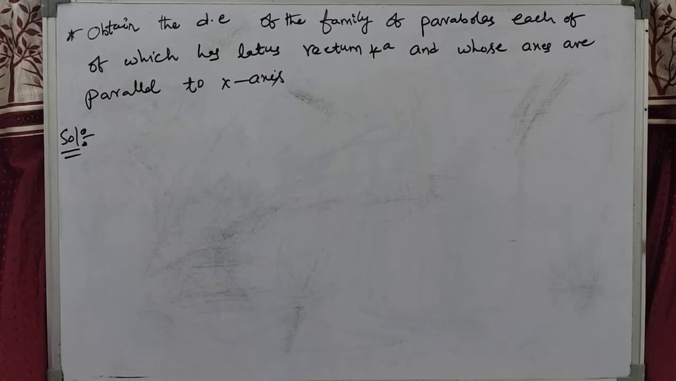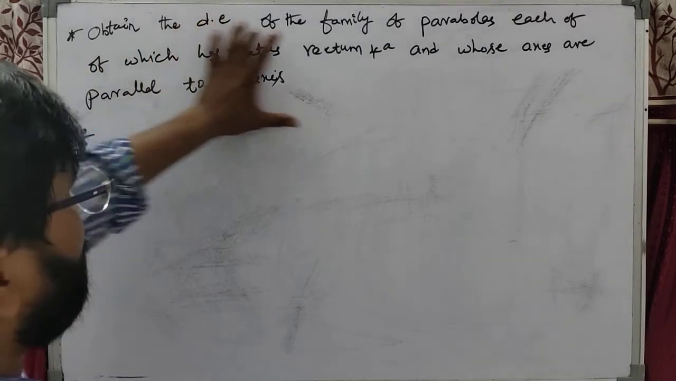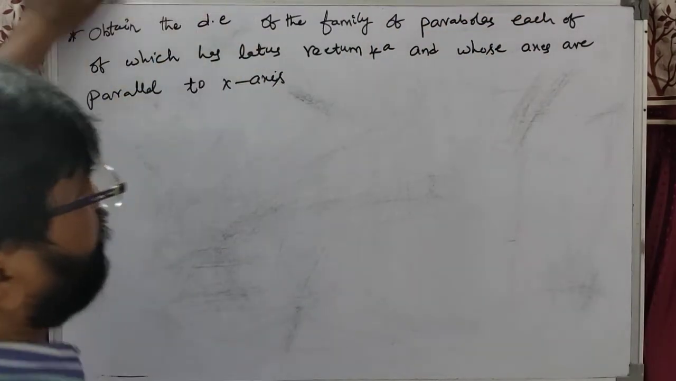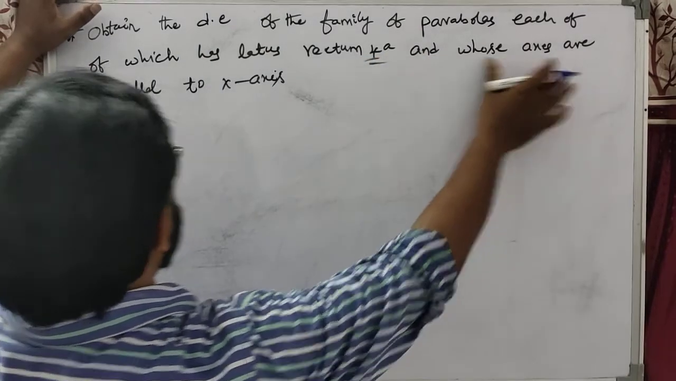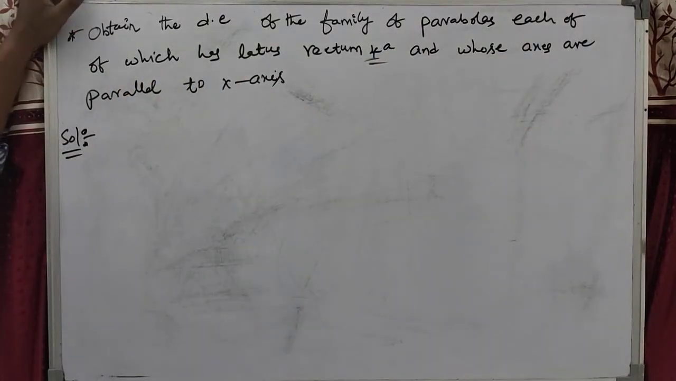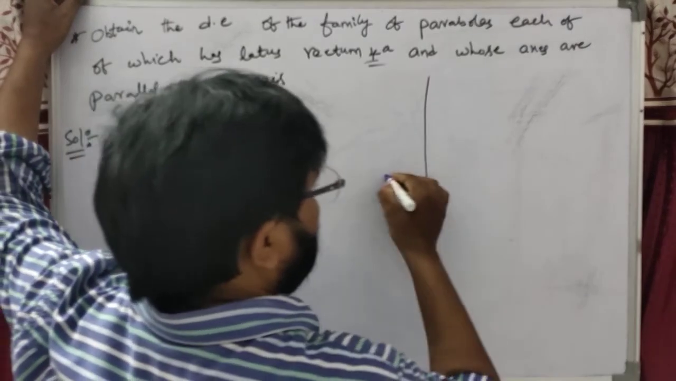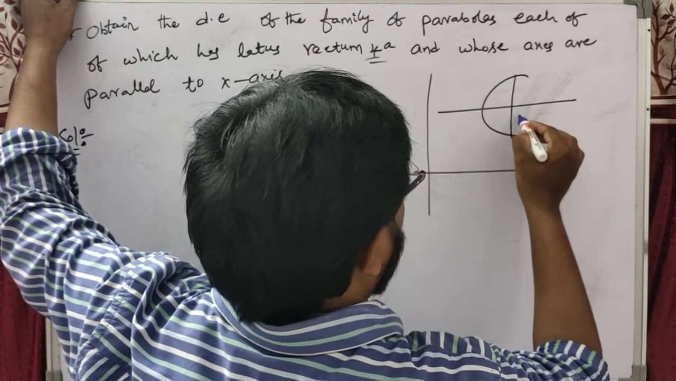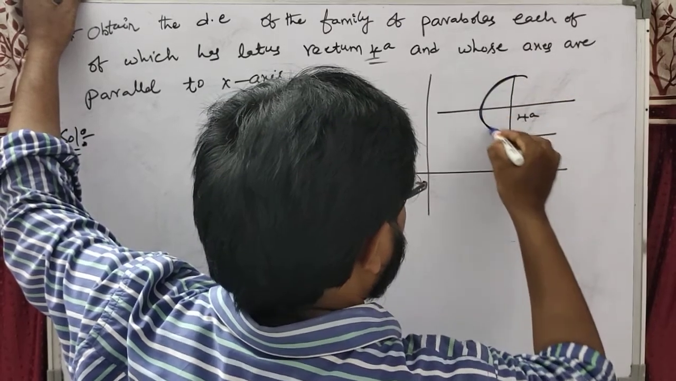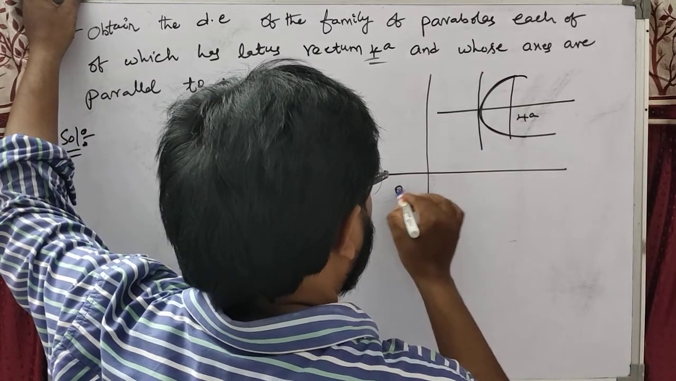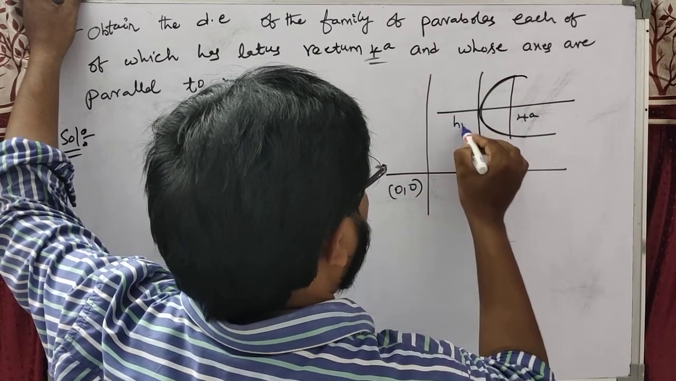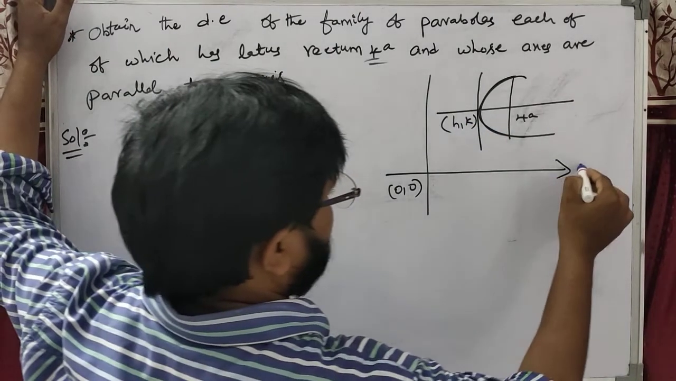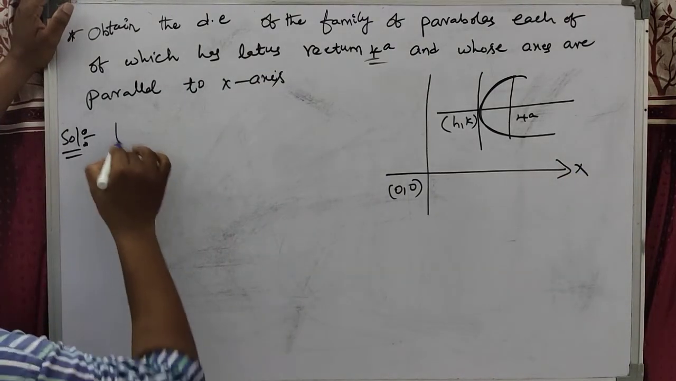Dear students, obtain the differential equation of the family of the parabolas, each of which has the latus rectum 4a, whose axes are parallel to the x-axis. Here the axis is parallel to the x-axis, the latus rectum of length 4a. Now the origin is shifted to another point (h, k), whose axis is parallel to the x-axis.